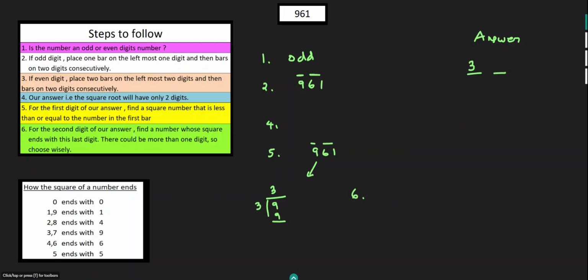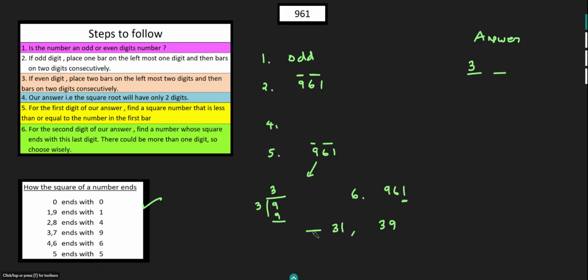In this, we are going to determine the second digit of our answer by finding a number whose square ends with the last digit. So let's take our original number, which is 961, and the last digit is 1. Looking at this table, which gives the square of how a number ends, we know that either 1 or 9, their squares are going to end with 1, which means our answer number is going to be either 31 or 39. Now we have to choose the correct one.